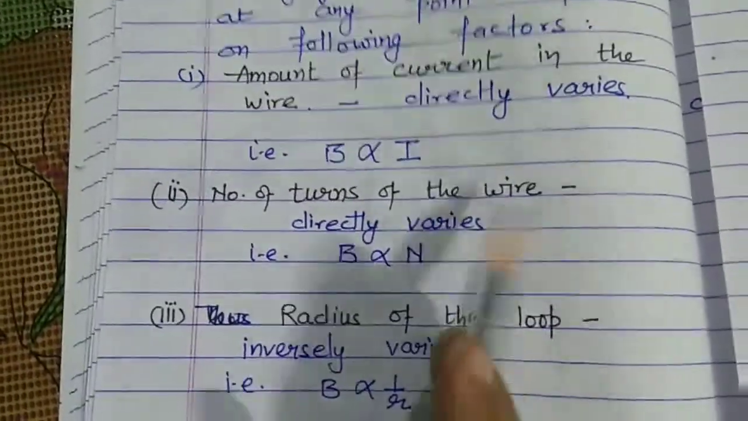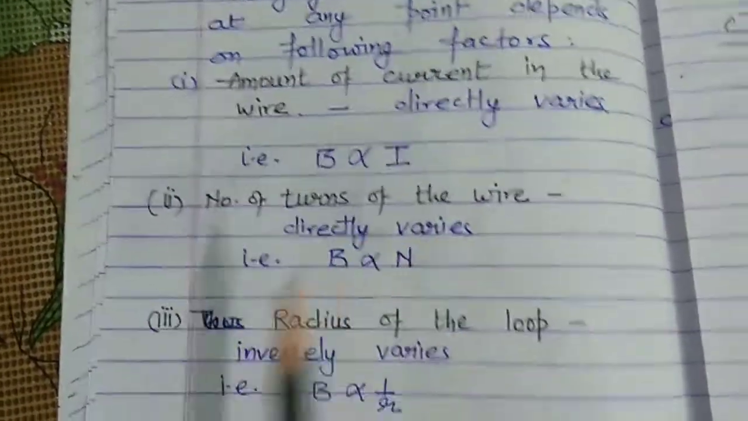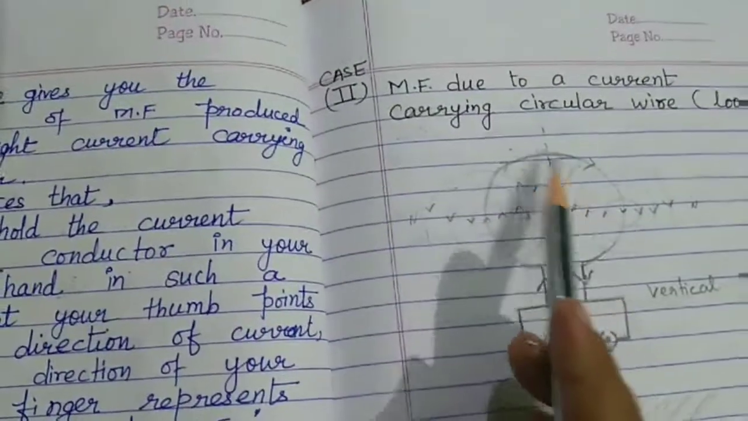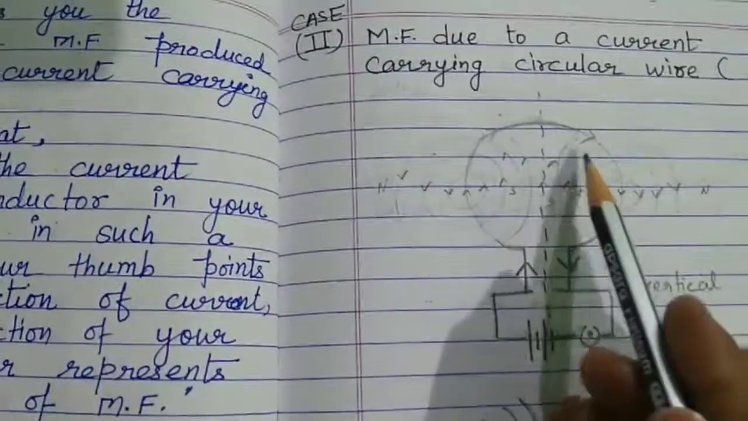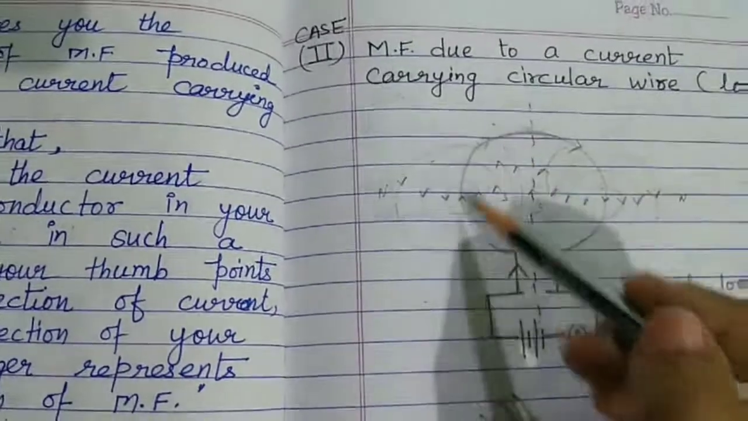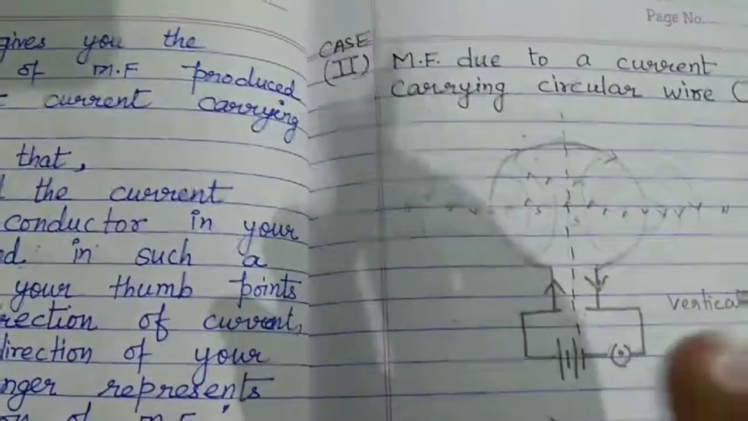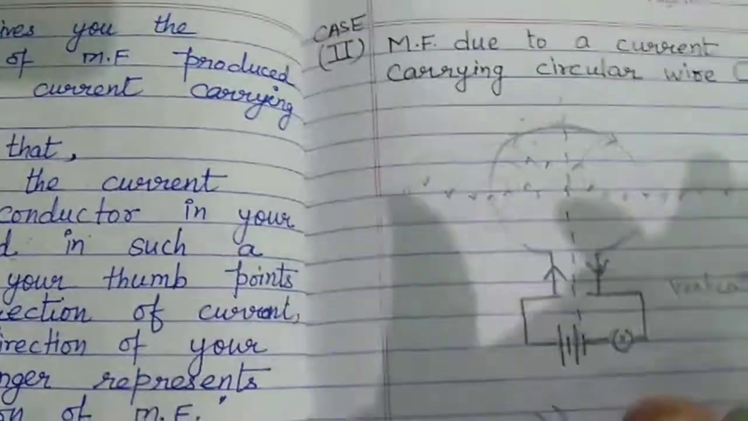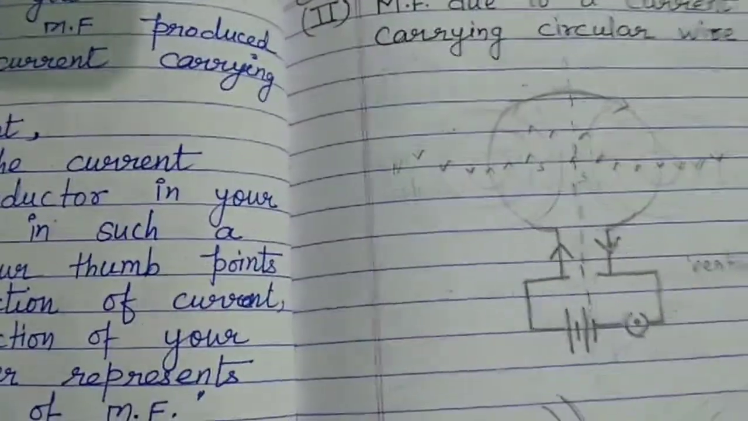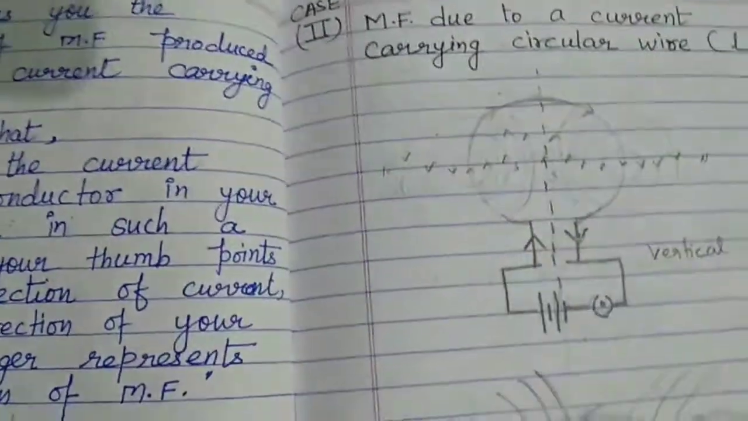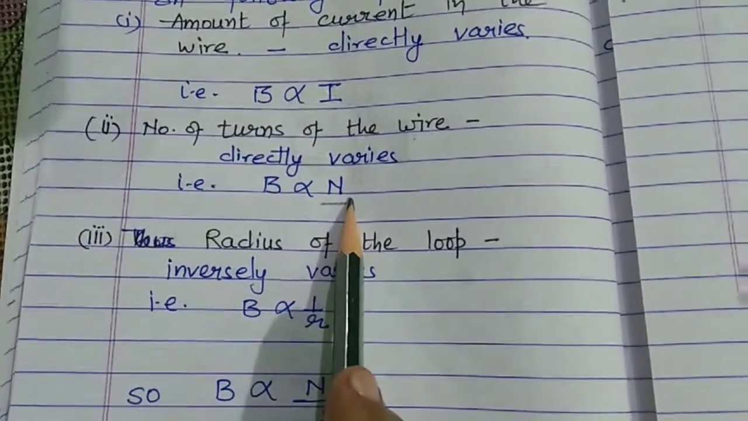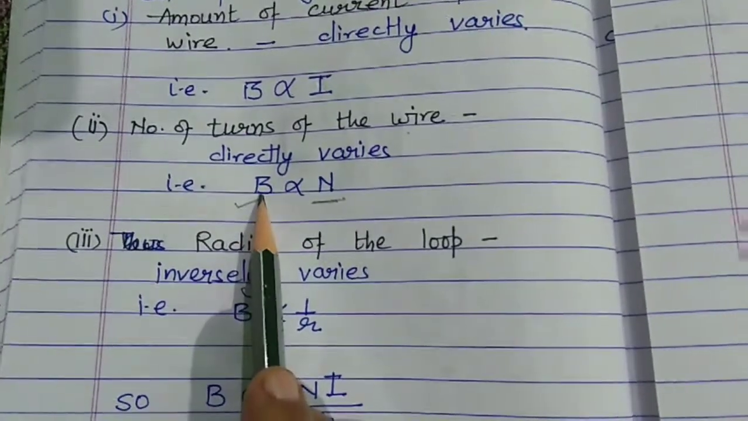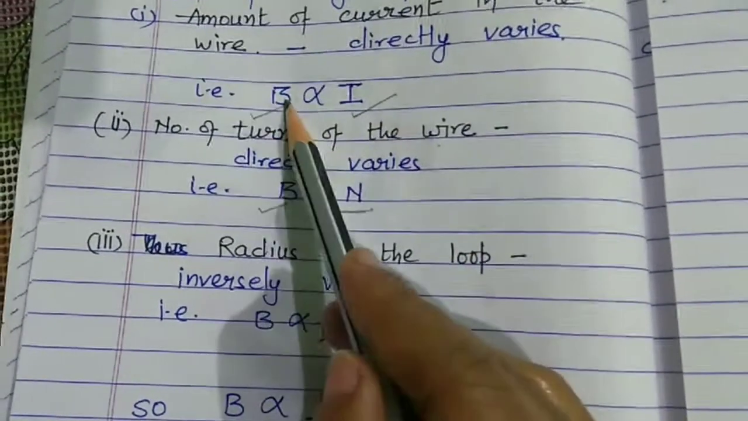Second, the number of turns of the wire; you will study the solenoid soon. If we roll up the wire in a single loop, then a certain magnetic field is produced. But if we fold the wire into more than one loop, not a single loop but a loop consisting of 2, 3, 4, 5 turns, then the magnetic field due to that circular loop will be greater as compared to that of a single loop. So the more turns there are, the stronger the magnetic field will be. Higher the current, the stronger the magnetic field will be.